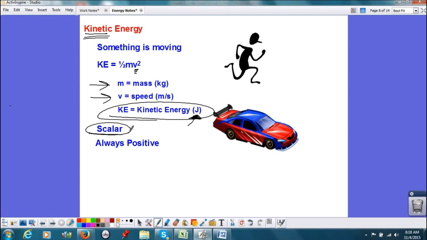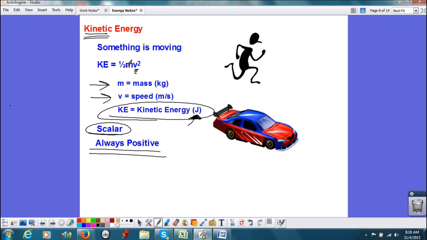Okay? Another thing about kinetic energy, it is a scalar. It does not have a direction associated with it. Okay? And it is always positive. Again, we don't care about the direction here, so we shouldn't have a negative going in there, but even if we did, we'd square it and get a positive. And our mass is always going to be a positive mass, so we're going to get a positive kinetic energy.